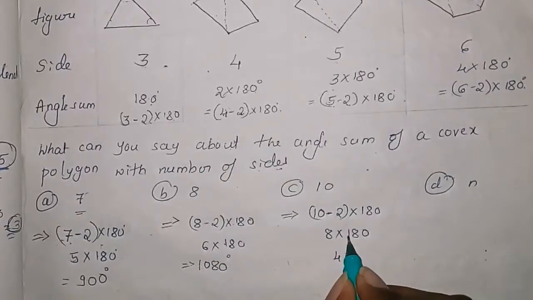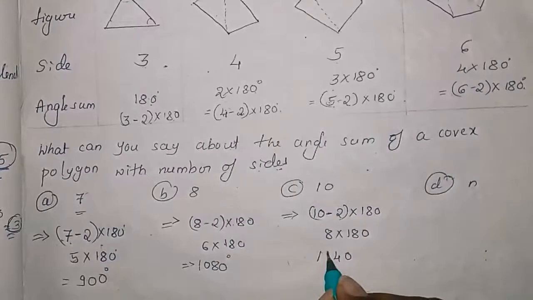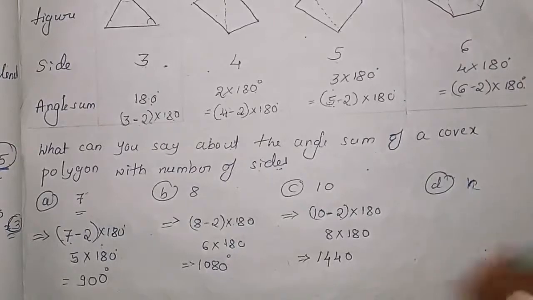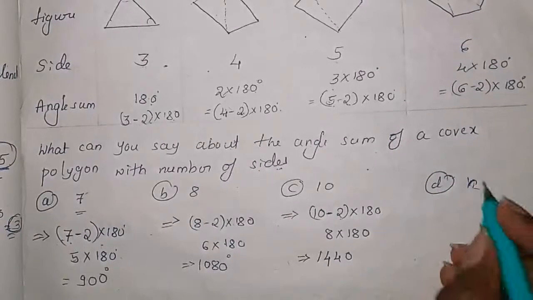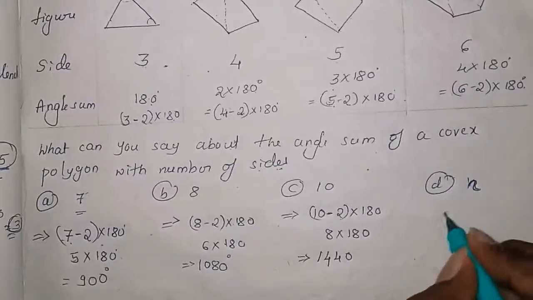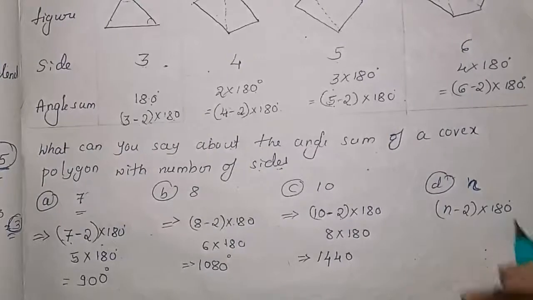8 ones are 8. 8 plus 2, that is 10 and 14. So it will be 1440. So now the same method we are applying for n number of polygons, if you have n number of sides. This is n. Okay. So now the sides they have given n means (n minus 2) into 180 degrees.